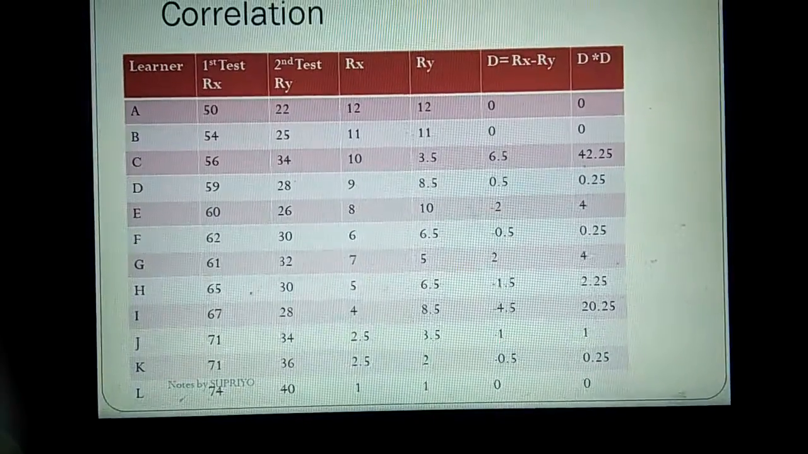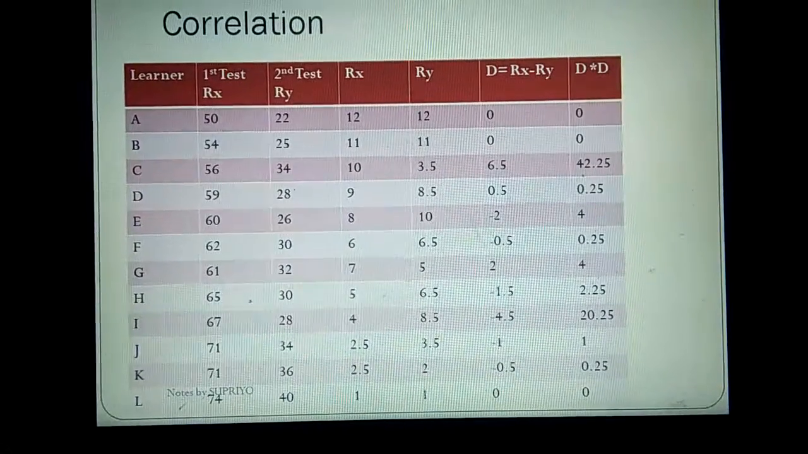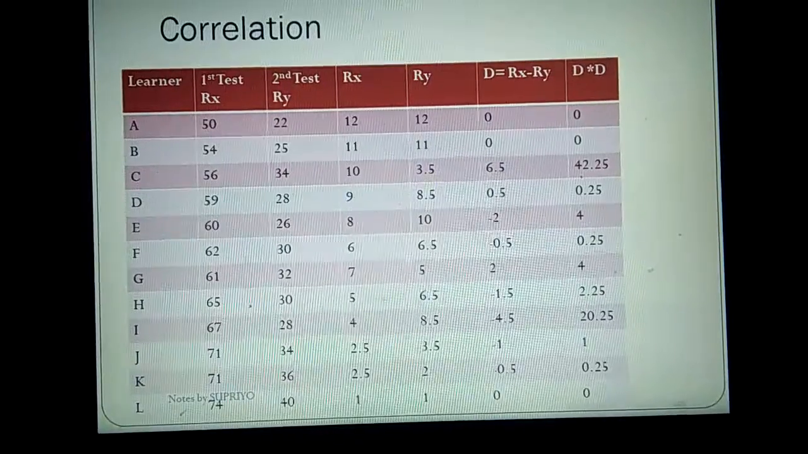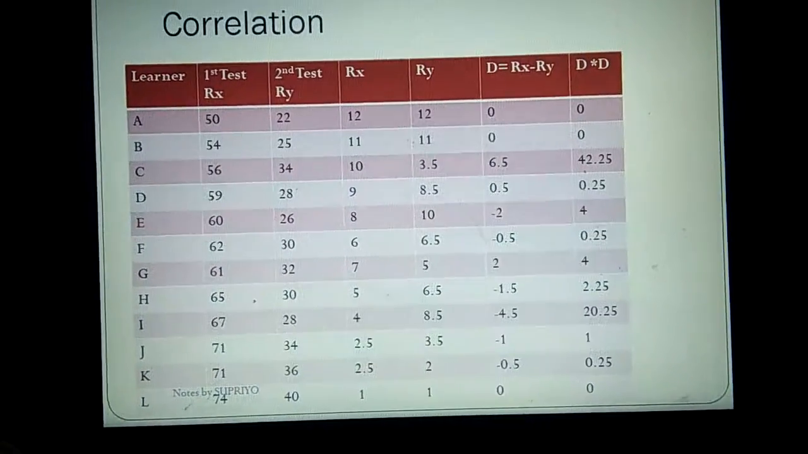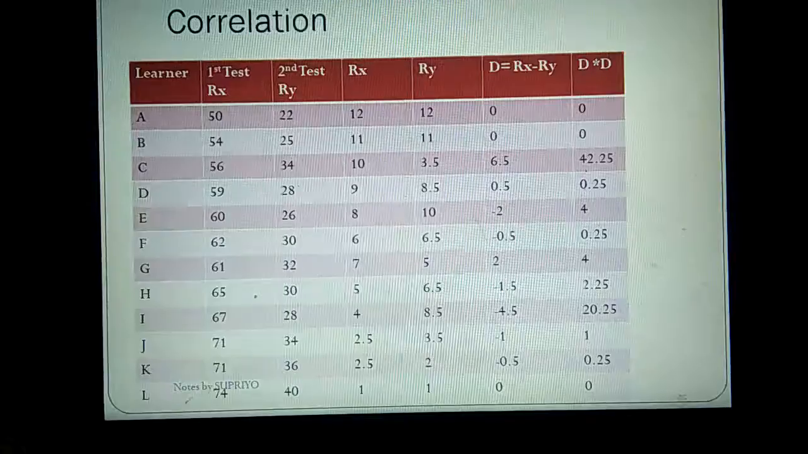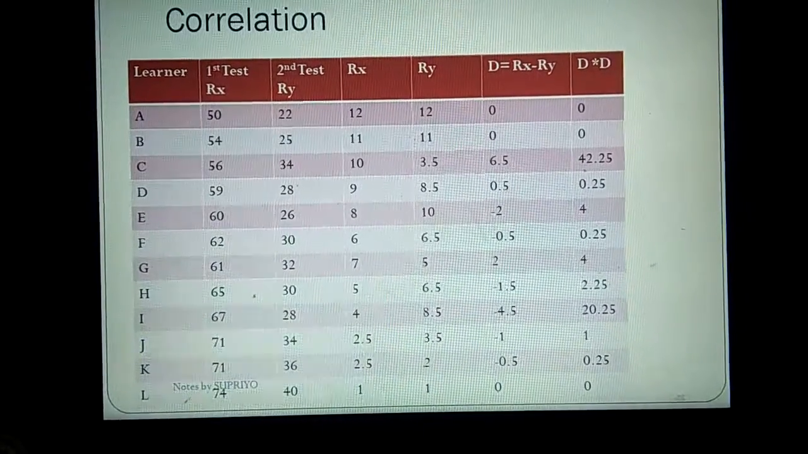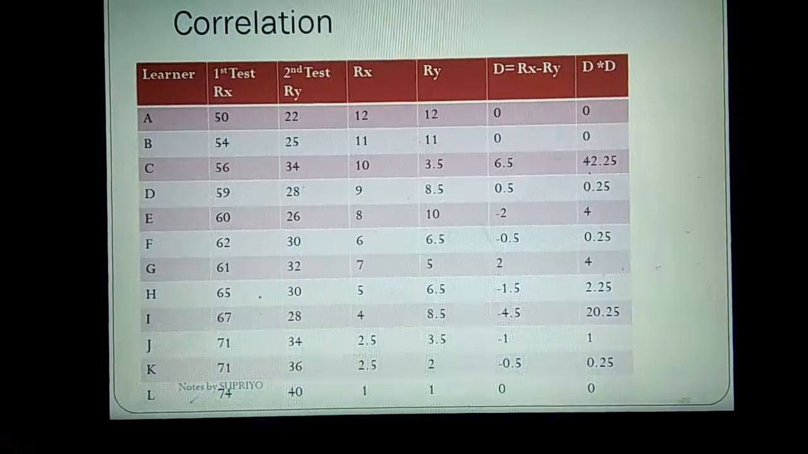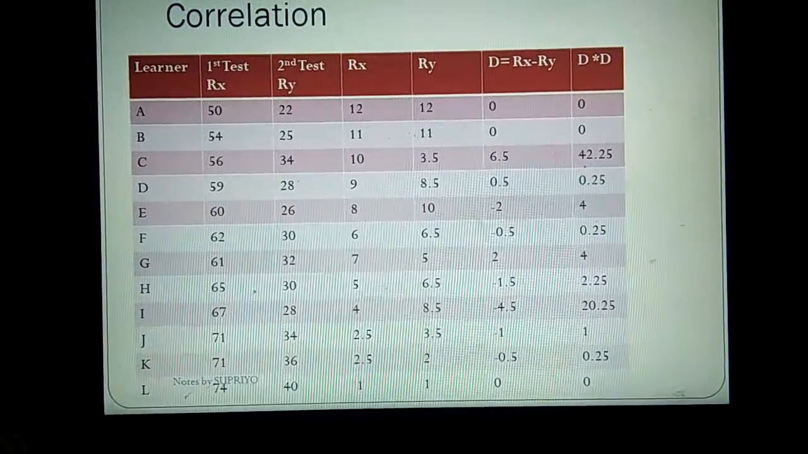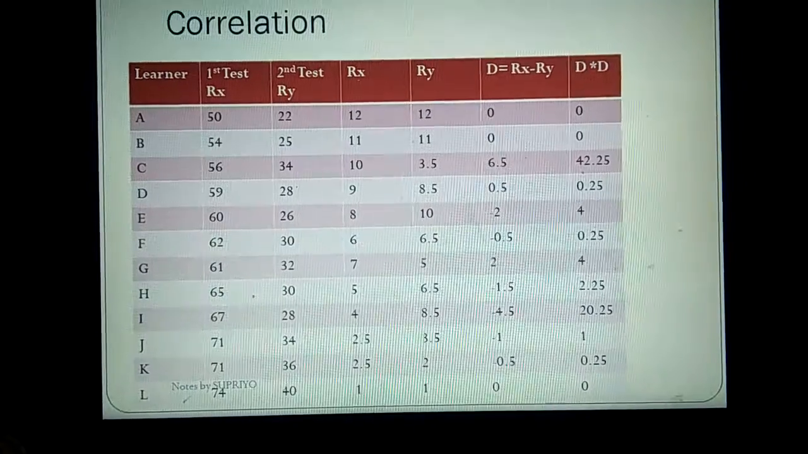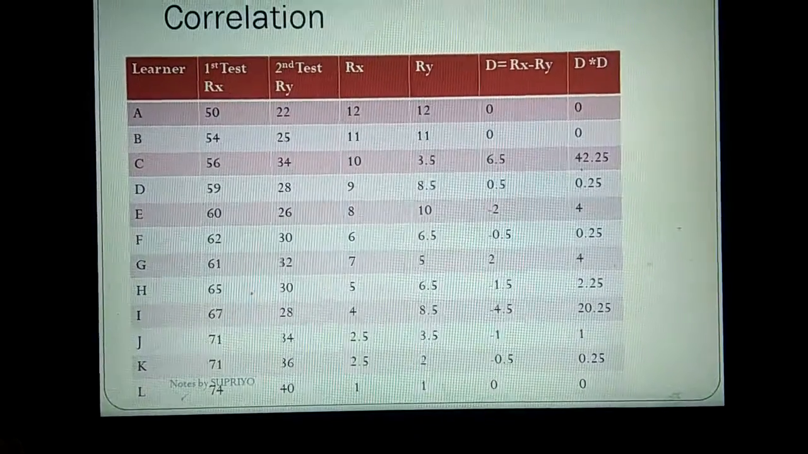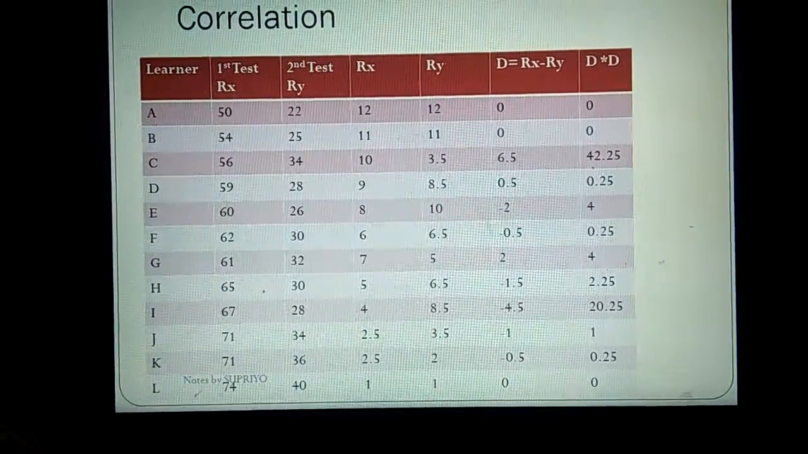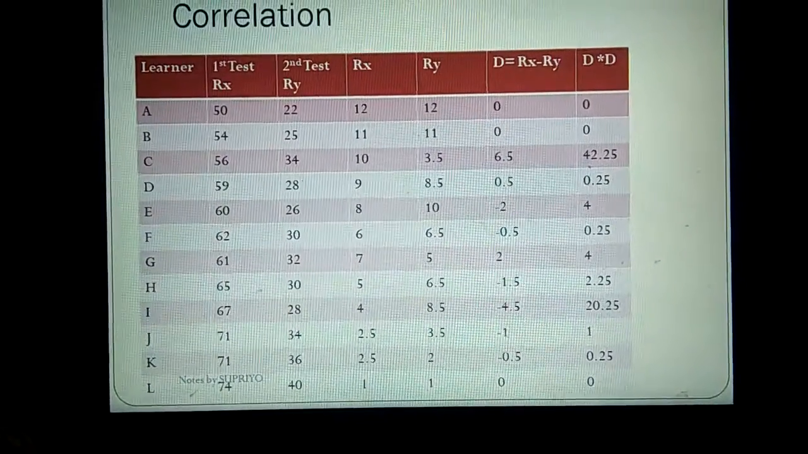Now, one of the areas that we have to remember, correlation will actually determine how much the first test is relevant to the performance of the second test. So in order to calculate that, we have to take a symbol which we call Rx for the first test, and we take Ry for the second test. Now we have to find out what is actually Rx and Ry. So now let us move on.